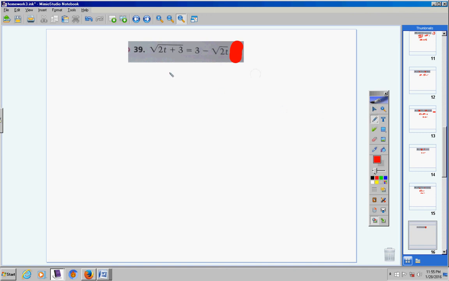Okay, we've already got a radical isolated. Now if you wanted to, you could bring this 3 over and make it a negative 3 and isolate this radical, but I would not suggest that. You've already got a radical isolated, so let's just leave it like it is, okay? This radical is totally isolated, so let's eliminate this radical.